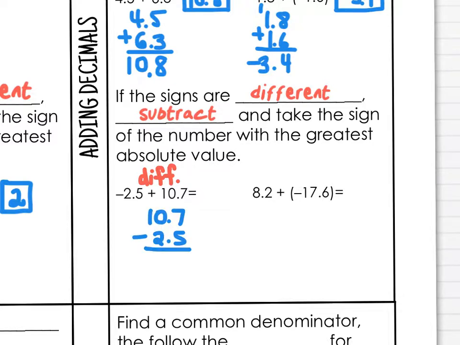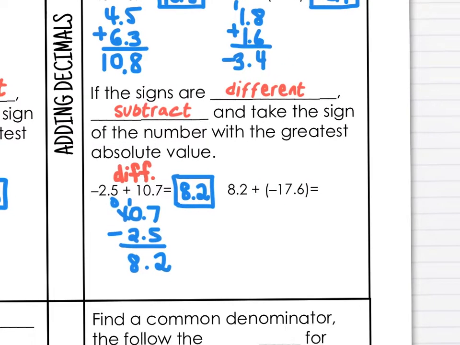Let me make sure it stays blue. 10.7 minus 2.5, and then you subtract. You're going to have to borrow, so 10 minus 2 is 8. So here we have 8.2, but the bigger absolute value is 10.7, so our answer is positive.